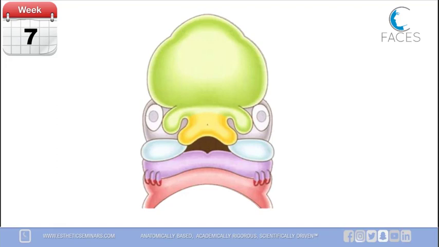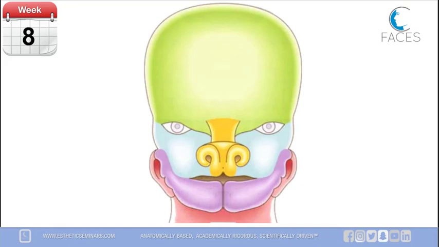At week 8, we can see that the frontonasal prominence forms the forehead and the dorsum and apex of the nose. The sides of the nose are derived from the lateral nasal prominences. The maxillary prominences form the upper cheek regions and the lateral parts of the upper lip.